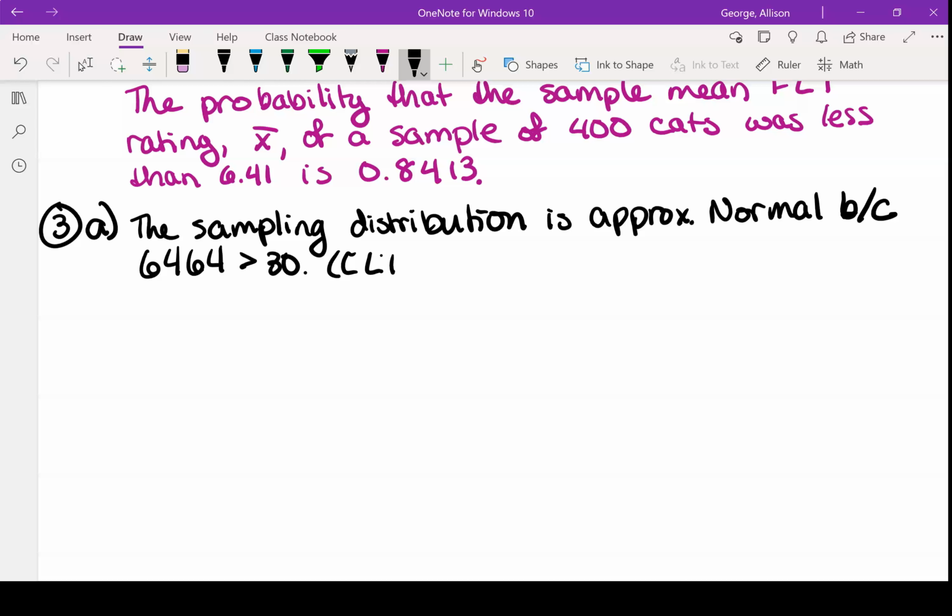That's where the central limit theorem comes from. All right, next up is our mean. The mean of x bar is the same as the mean of the population, which was 6.5. The standard deviation of the sampling mean, the standard deviation of the population was 1.6, and we're going to divide it by the square root of our sample size.